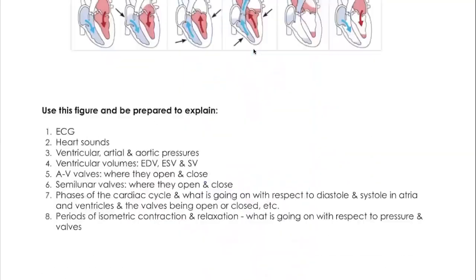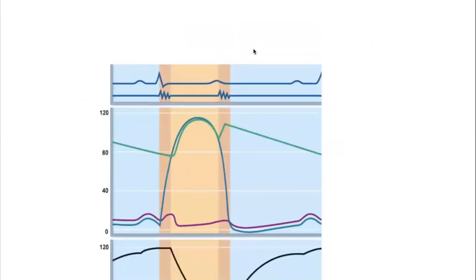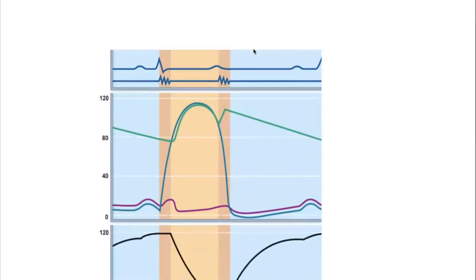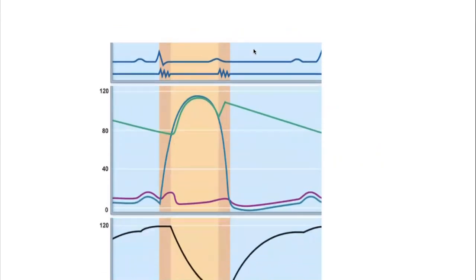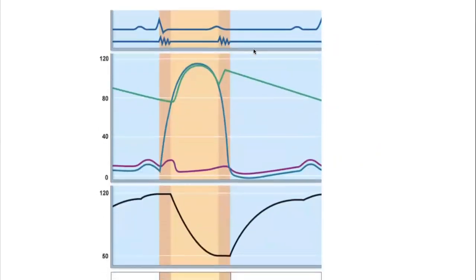I will be going over this in a PowerPoint lecture in addition, but this is meant to give you a specific tutorial video on how to fill these out and what the meaning is. So let's start by this cardiac cycle diagram and what it means. And so there's a couple of things here.